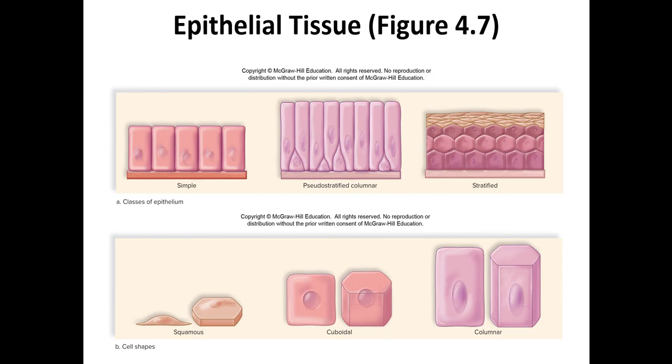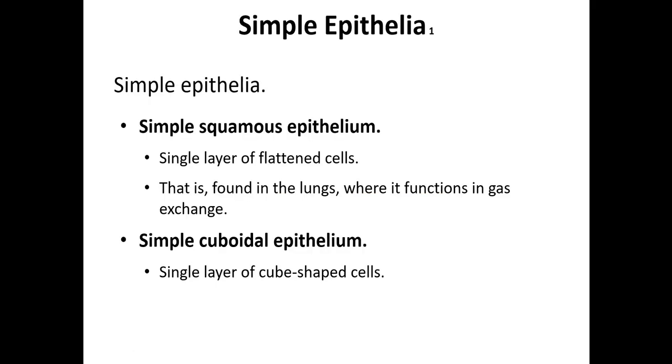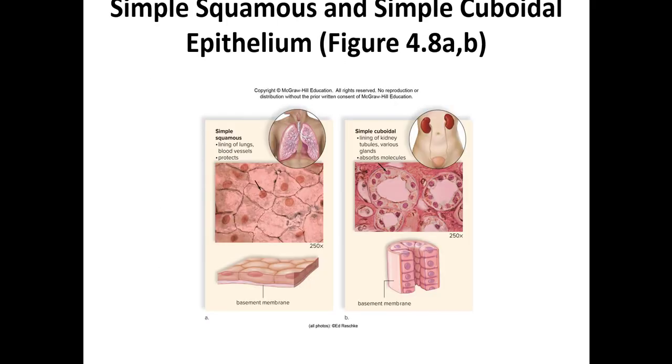The simple epithelium can have single layer cells, which can be flattened, called squamous. It can also be cube-shaped, called cuboidal, or resembling a rectangular column, called columnar. There's a unique kind called pseudostratified columnar epithelium, named because it appears layered, but each cell actually touches the basement membrane. Simple squamous means a single layer of flattened cells that is found generally in the lungs, where it functions to perform gas exchange. Simple cuboidal is a single layer of cube-shaped cells.